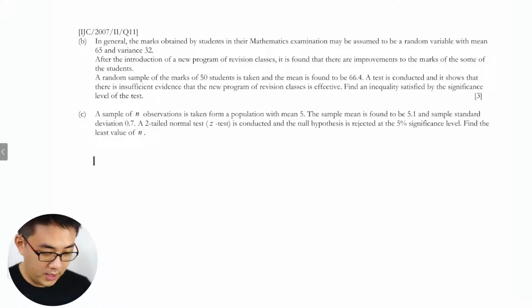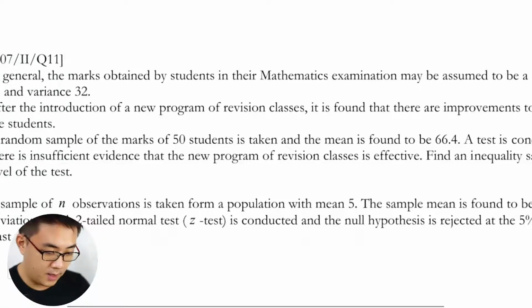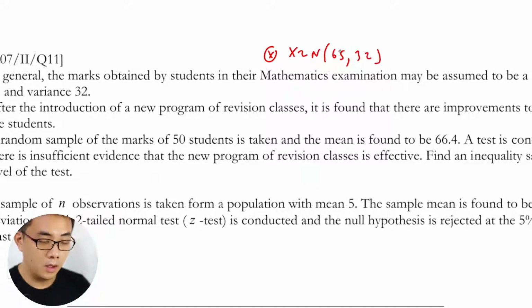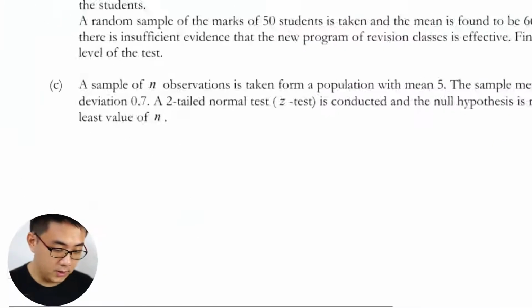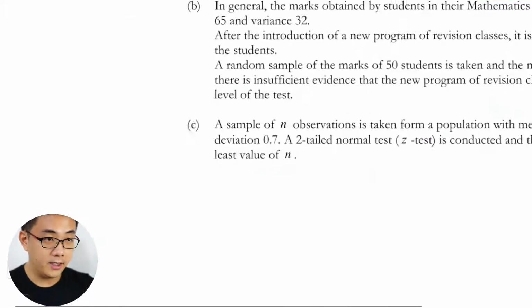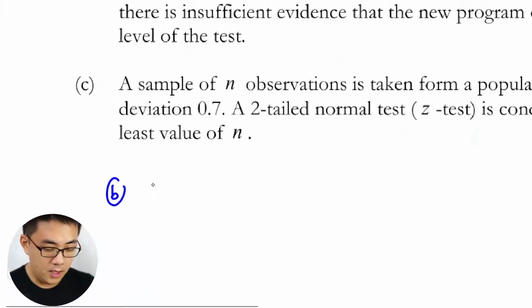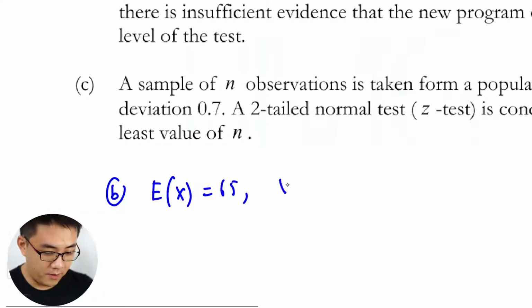Please don't write this down. Common mistake is, don't write this down. Never ever write this down. Okay? Just don't. What you need to do is just to define the other resources. So expectation of X will just be 65 and variance of X will just be 32.